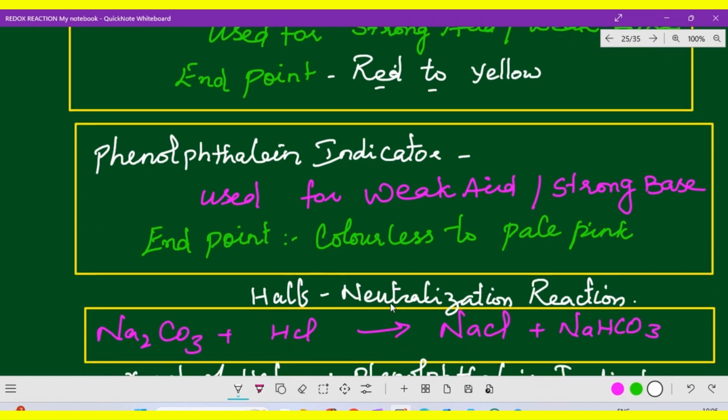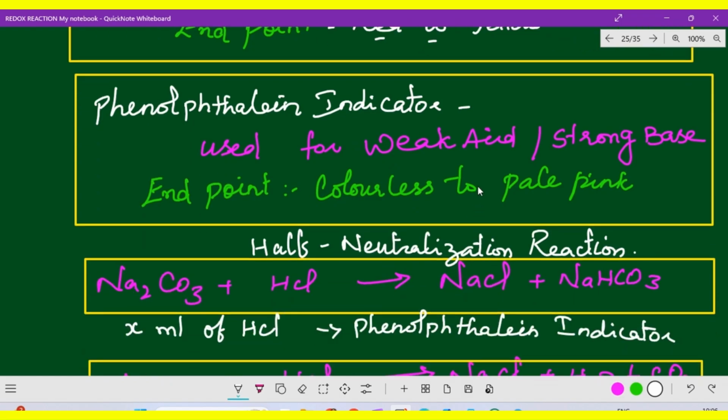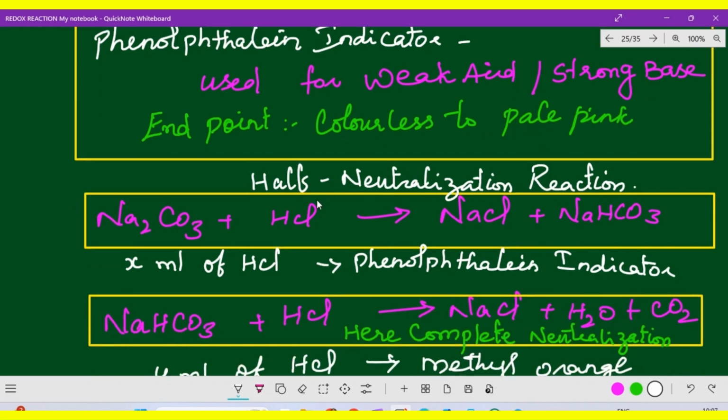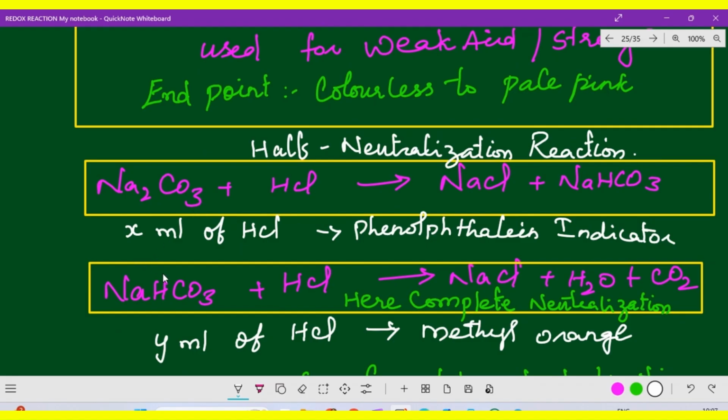Right, now come to this point. Here it is colorless and converts to pale pink. So the phenolphthalein indicator starts colorless and converts to pale pink. Now here we have Na2CO3 and NaHCO3. Na2CO3 is a strong base, while when comparing with it, NaHCO3 is a weak base. You got it? So weak base and strong base.